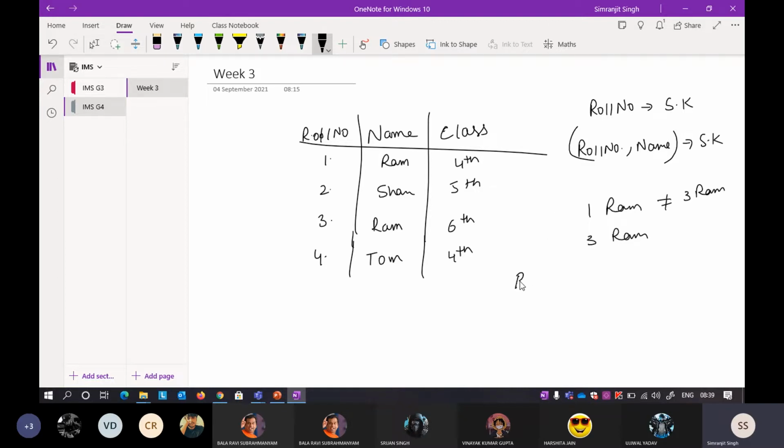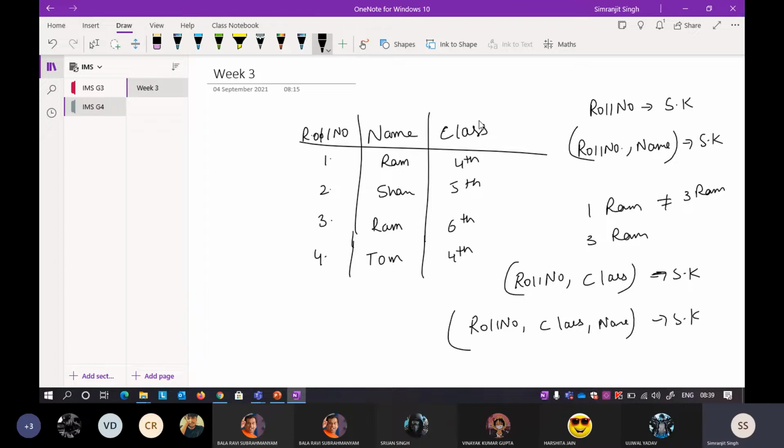Again, if I use roll number and class, this is also a super key, because roll number is already a unique constraint. Combining it with anything else does not take away its uniqueness. So it can also be referred to as a super key. Another super key that can be derived from it is roll number, class and name. So it is also a super key.